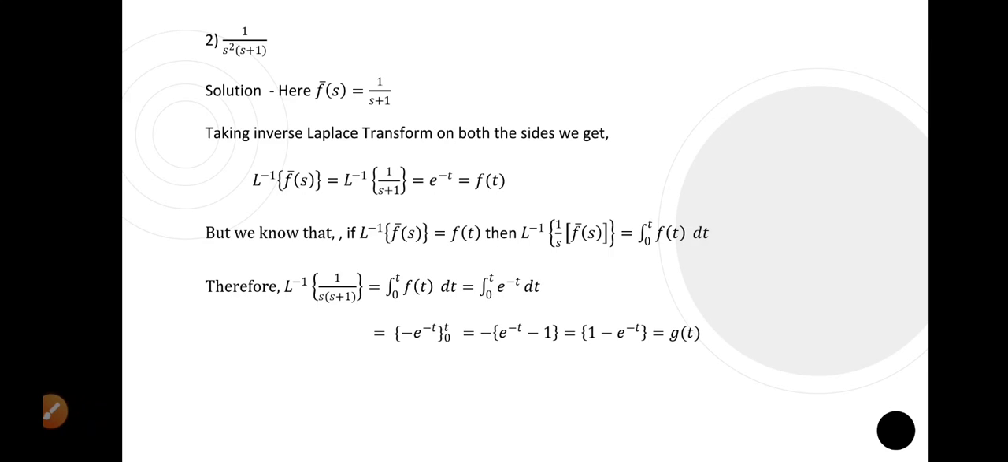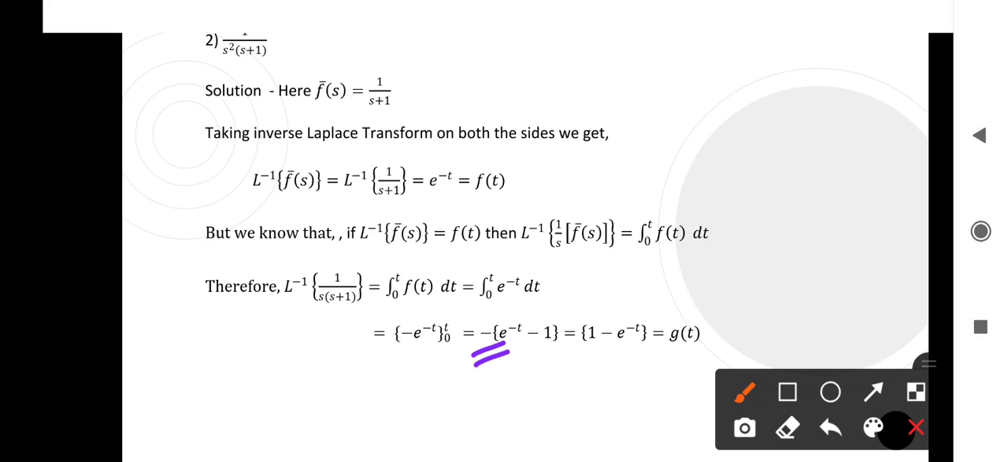Now again, after multiplying by this minus 1 inside the bracket, we get it as 1 minus e raised to minus t. Again, this is not the final answer, because we have to consider one more 1 upon s, which means we have to integrate one more time. So this is again one more intermediate function, and as we have already used f of t, here I am using another letter, g of t.